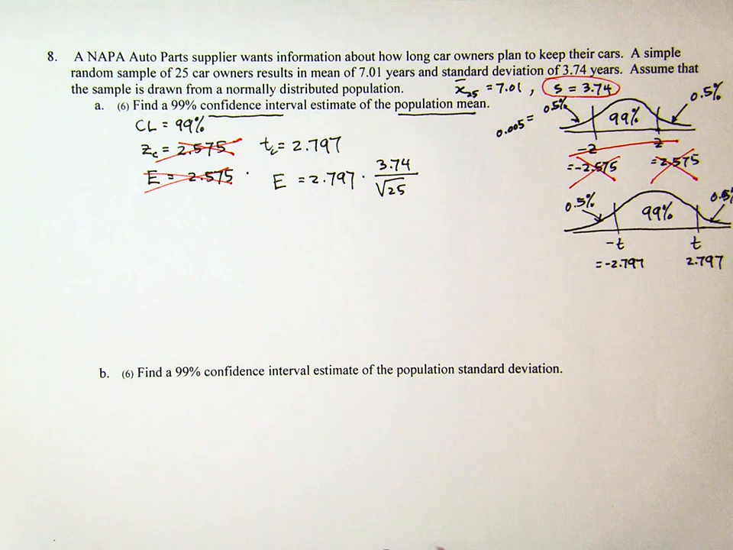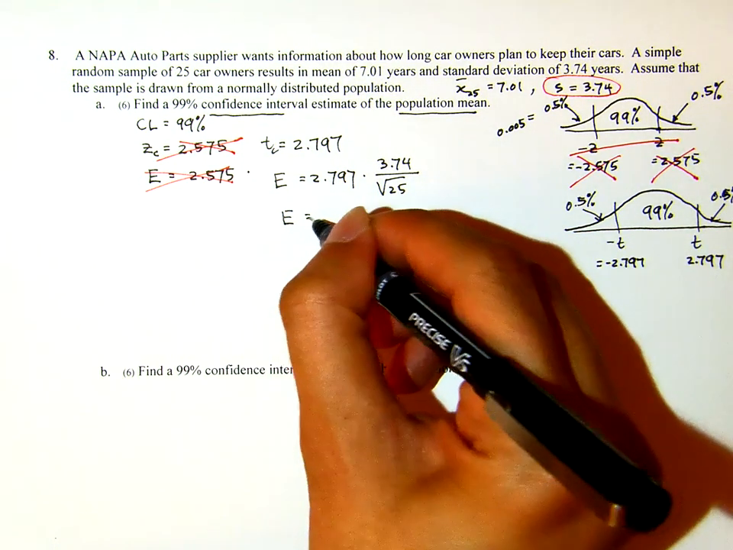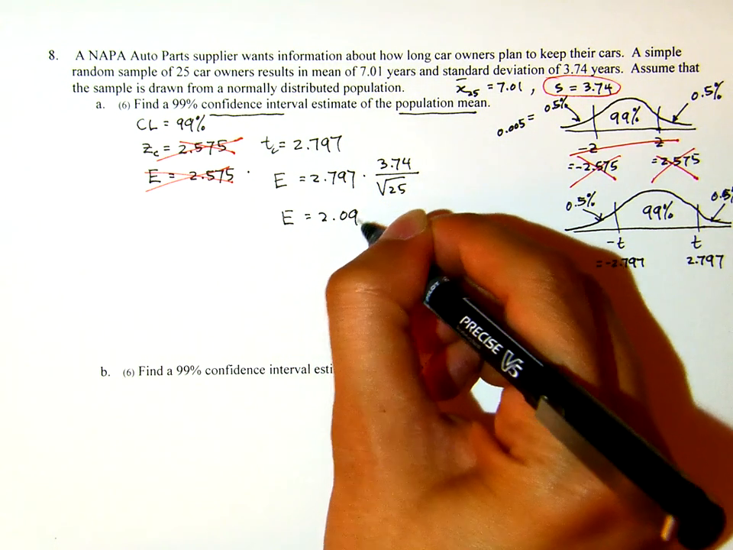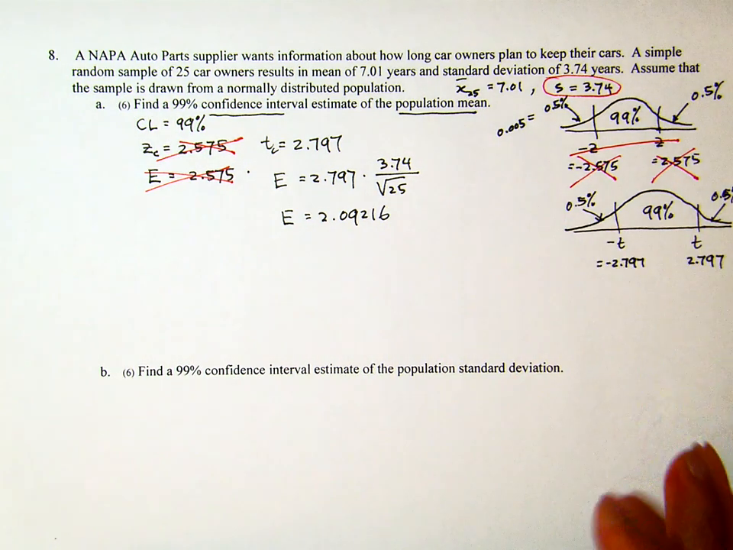2.797 times 3.74 divided by 5, the margin of error will be 2.09216 if I round to 5 decimal places.